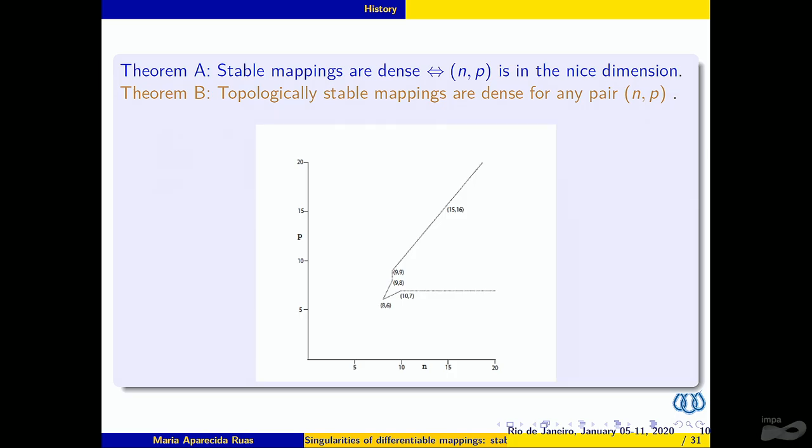However, Mather also proved that if you replace it by topological stability, then topological stability is dense for any pair of dimensions. Okay?